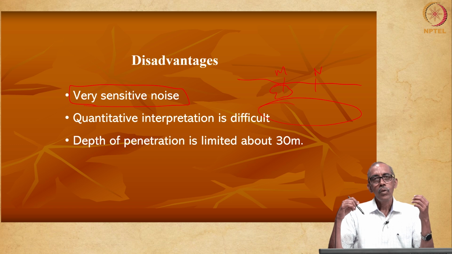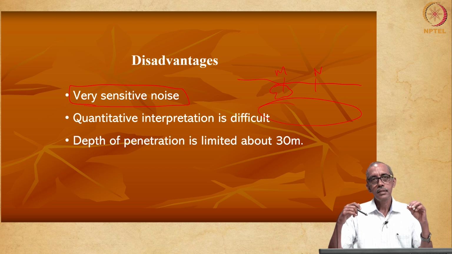Then quantitative interpretation is a little bit difficult. Many times interpretation is qualitative. Though we looked a little bit into inversion as well as how we can estimate the limiting depth based on the half anomaly width, they are not often carried out.